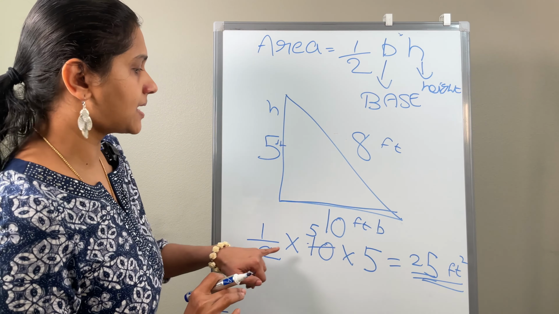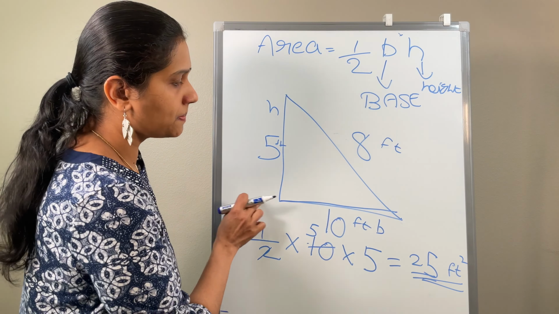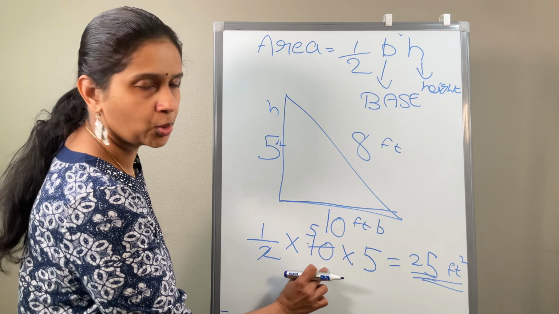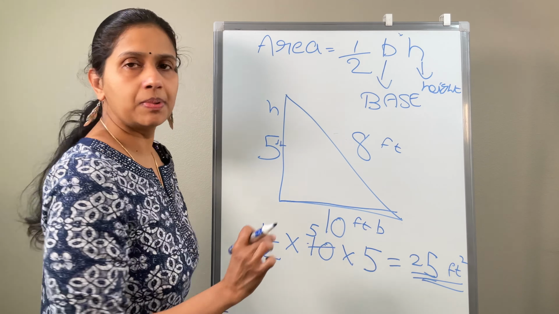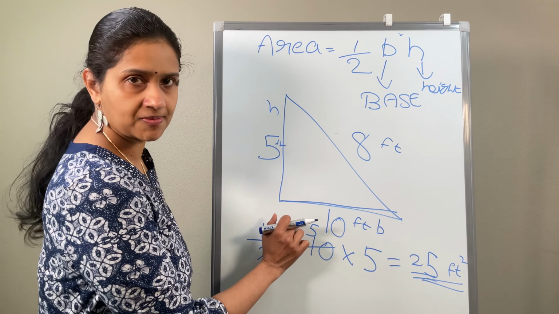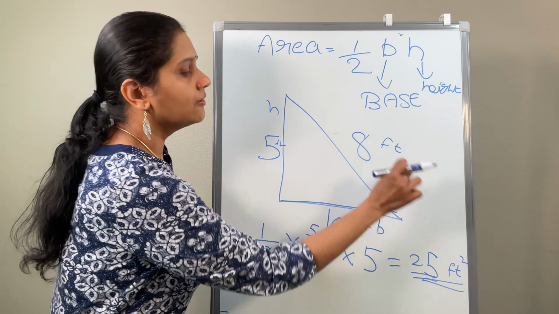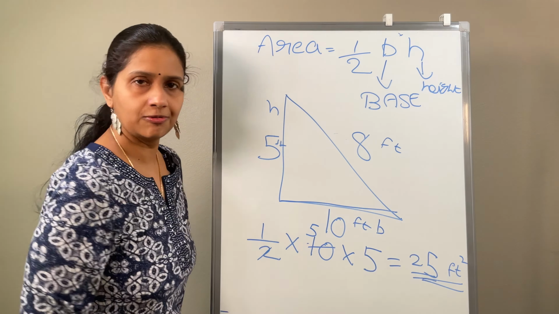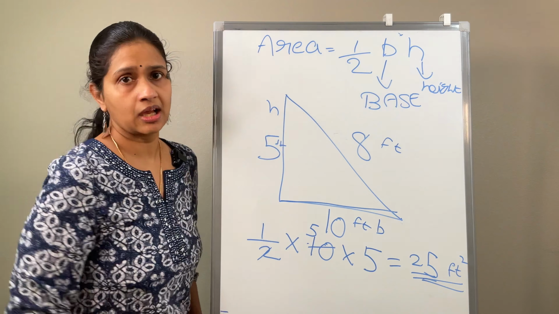So I am simply substituting the values, 1 by 2 times, as I told you the base is 10 feet, so I am putting the 10 simply and height is given as 5. So I am simply putting the 5 and then you can cut 2 and 10, it goes 5 times. So 5 times 5 is going to be 25 feet square or square feet, you can call it, for finding the area of the triangle.